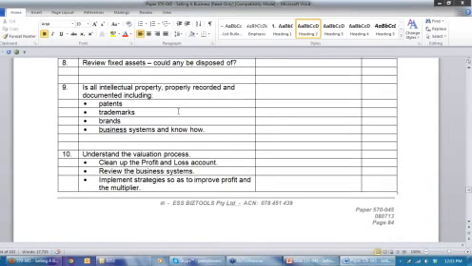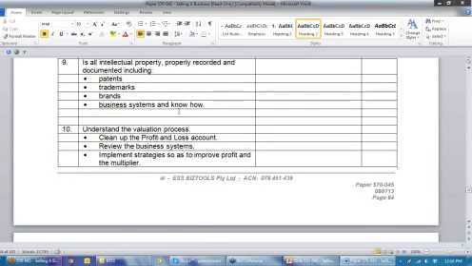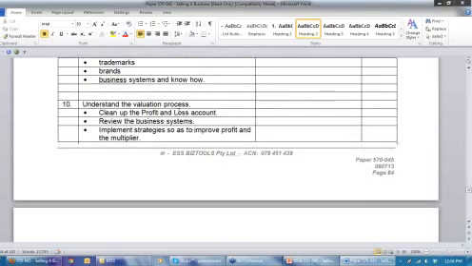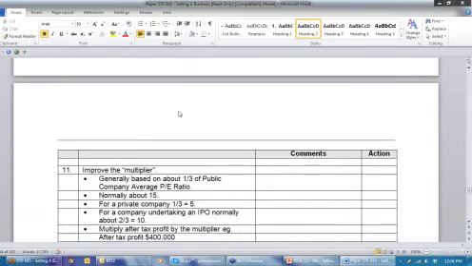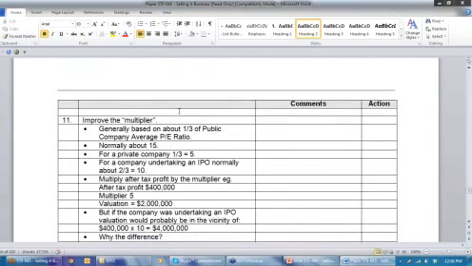Is there a need to clean up the profit and loss account? Are there personal expenses going through the P&L account that require a whole range of reconciliations being prepared? Why not get rid of them? Why not have a clean set of accounts for 2 or 3 years so that there are no question marks? How could you improve the multiplier?